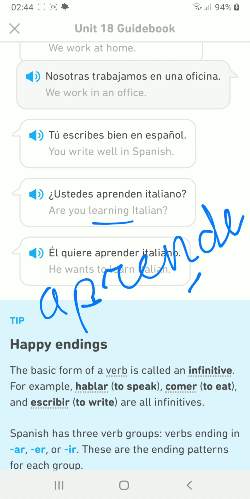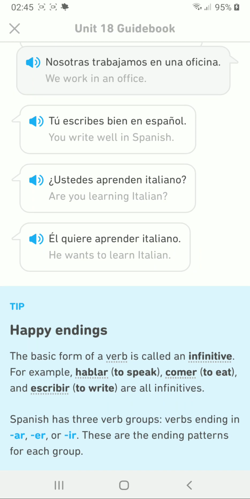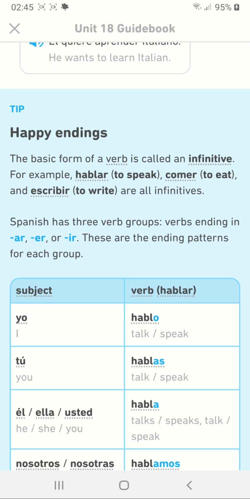Aprender. So aprender is to learn, not to study, not to read and so on, but aprender is to learn. Él quiere aprender italiano, so the language. How do you say, el idioma is language.